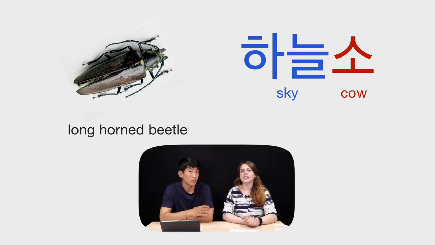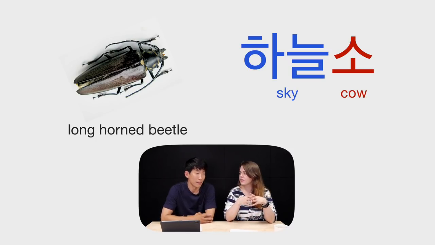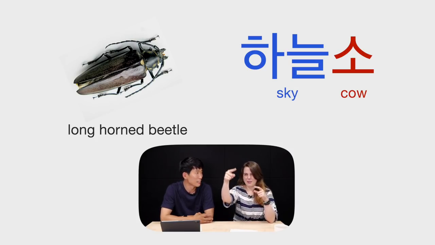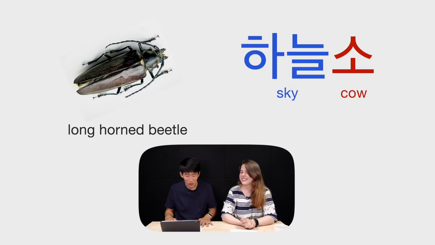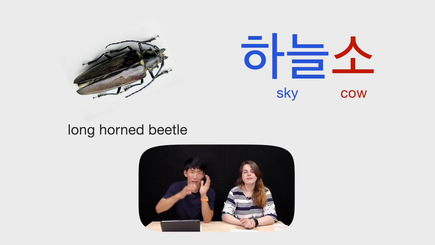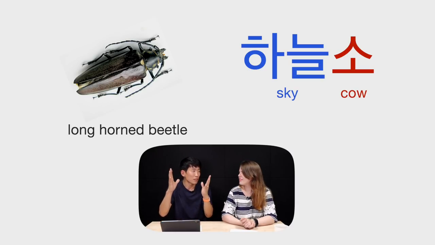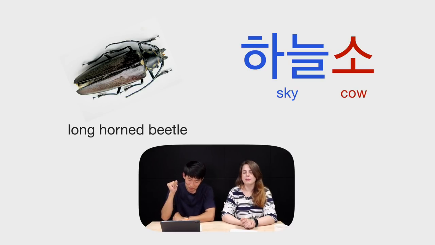Long-horned beetle. Is that the one that all the kids like to keep as pets? Yeah. The one with that big, long horn. For a few days at least. And moms hate them, when the kids catch them. So long-horned beetles are called 하늘소. Why would they be called sky cow though? They don't look anything like cows. Maybe they do. Maybe at least their body shape looks like the face of a cow. Perhaps.